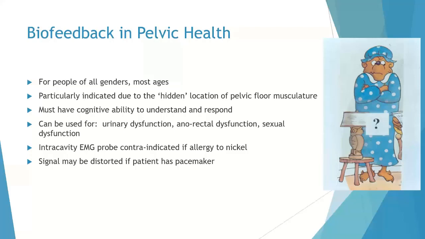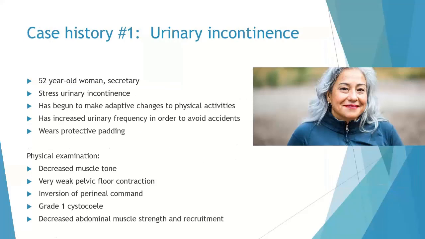Or if the patient has an active urinary tract infection. I should have put that down, so you might want to write that down. Sometimes contracting against the probe can cause compression on the urethra, and if the urethra is already inflamed, then it can increase the symptomatology. So with an active urinary tract infection, I would not use an intracavity probe. If the patient has a pacemaker, then that might distort your signal. So these are things to take into consideration. You cannot harm the patient who has a pacemaker by using biofeedback, but the pacemaker might give you abnormal results. So we'll dive in right away with the first case history.